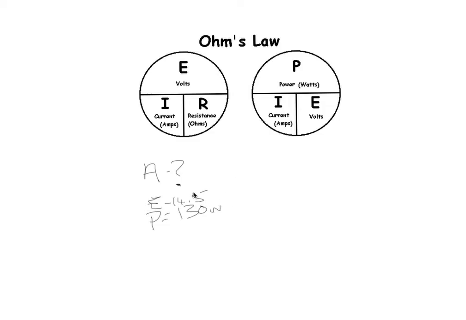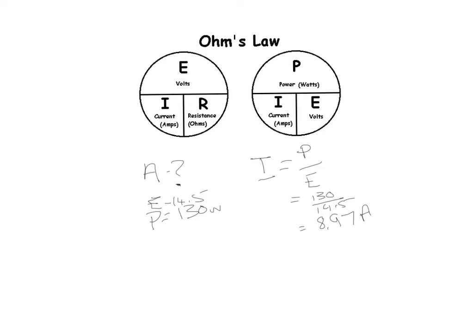So we have an unknown, and the unknown is the current. According to this formula, I equals P over E. So I is unknown, P is 130, and E is 14.5. If we do the calculation, we'll see that the intensity in the circuit is 8.97, and that's amperes. All right, that's pretty easy. So that triangle's easy to use.